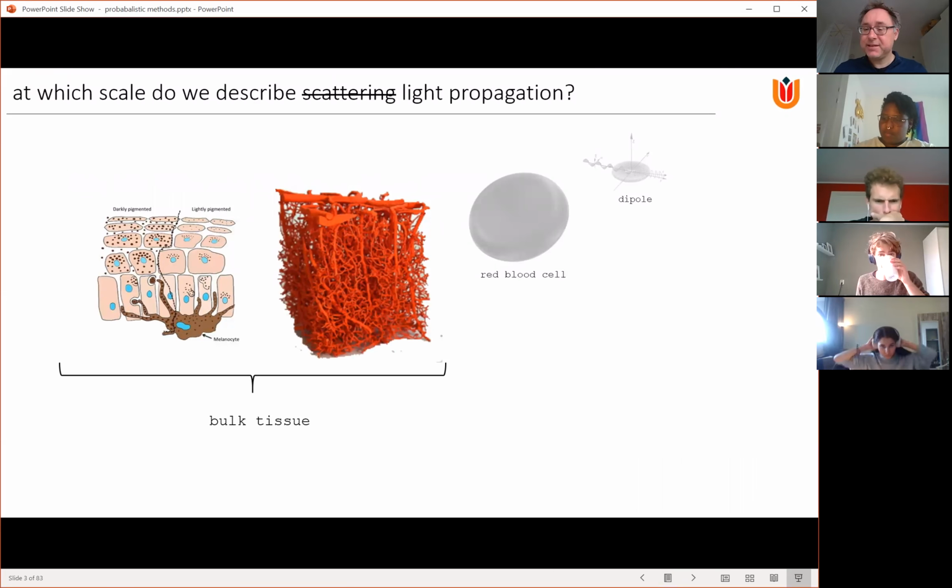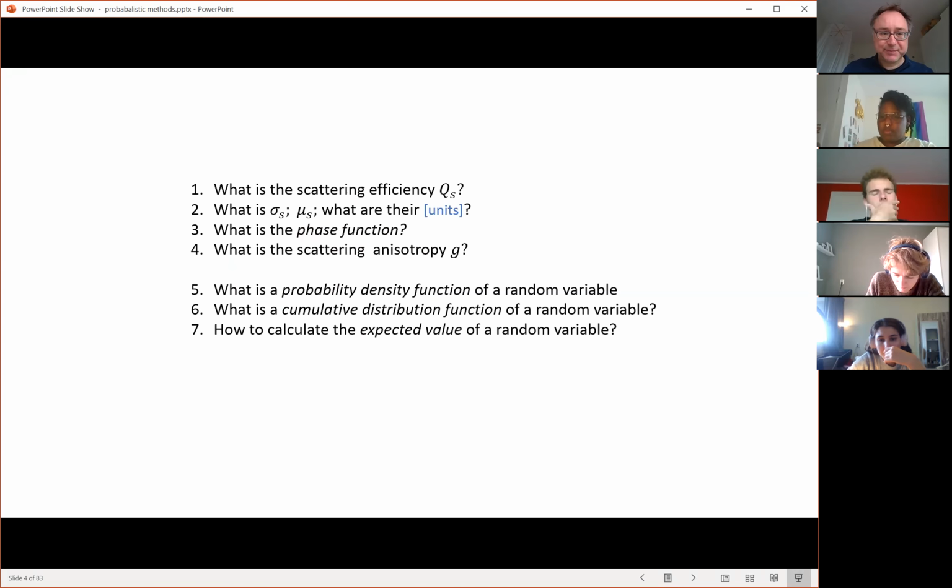on. Session of this course, and I would again continue a little bit where we left off last time. So we calculated optical properties for particles, for dipoles, etc. And now we're interested in how we can use these properties to describe light propagation, basically in bulk tissue. That of course is scattering dominated, so I'm not entirely taking it out of the title, but let's do it.